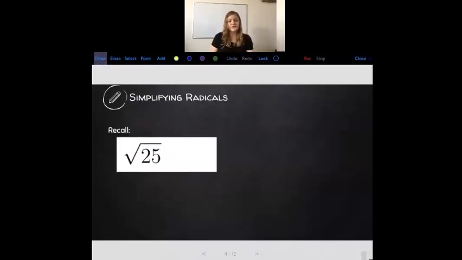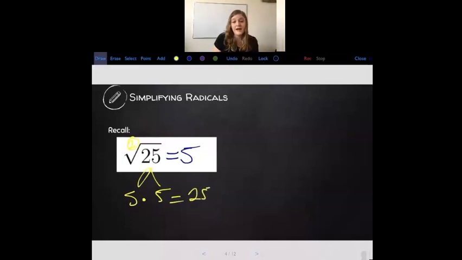So, simplifying radicals. Recall we talked about perfect squares, or square roots of perfect squares. In this case, the square root of 25 is just 5. Now, when the index is 2, or when you're taking a square root, it's implied. So if there's no number where n goes, it's implied that it should be 2, or that we're talking about square roots. And the reason that the square root of 25 is 5 is that 5 times itself 2 times is 25. So that determines how we're going to simplify these radicals.